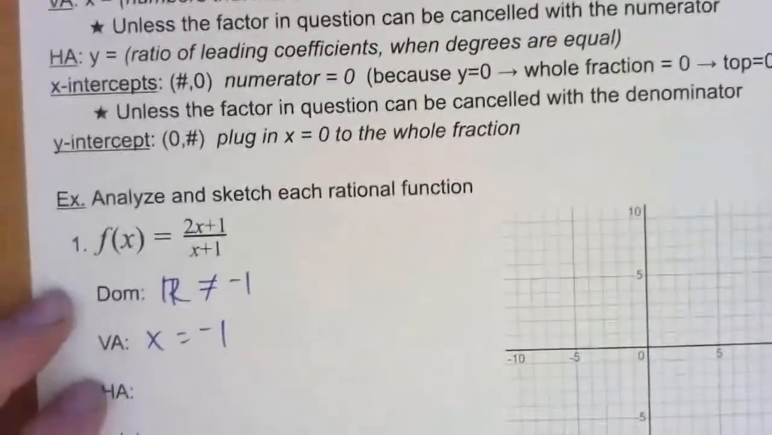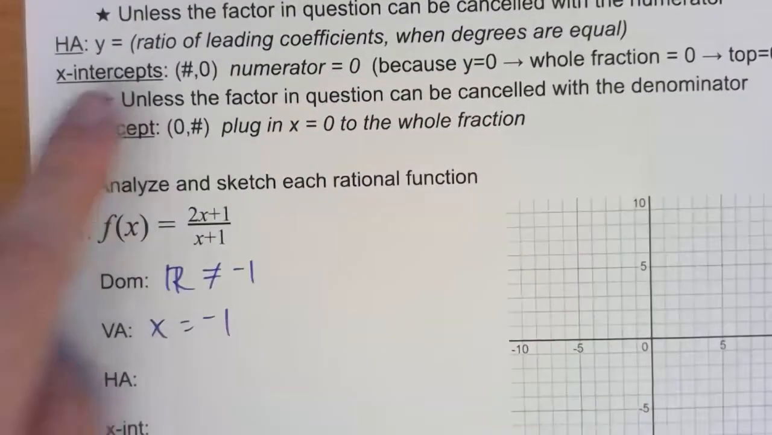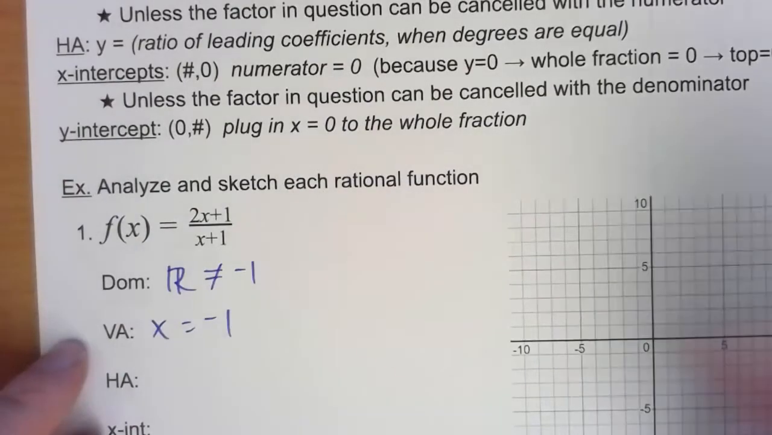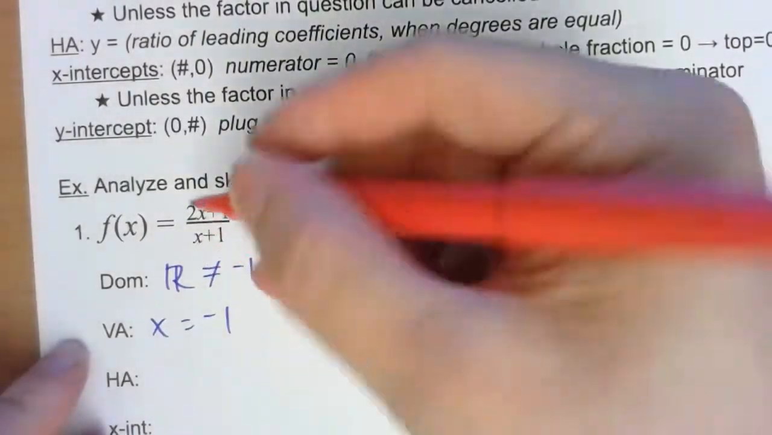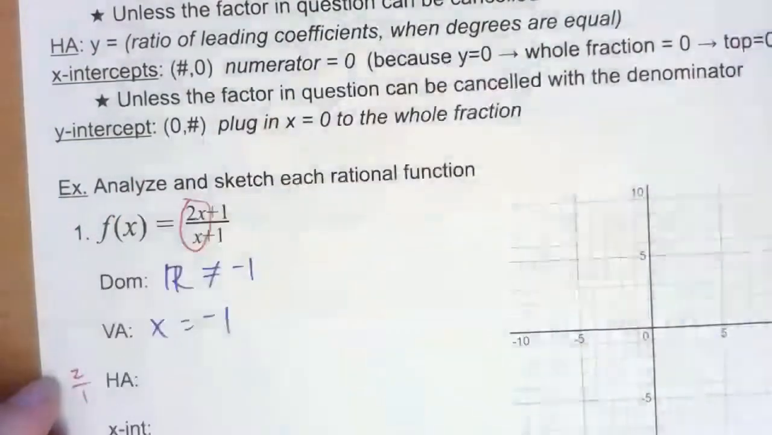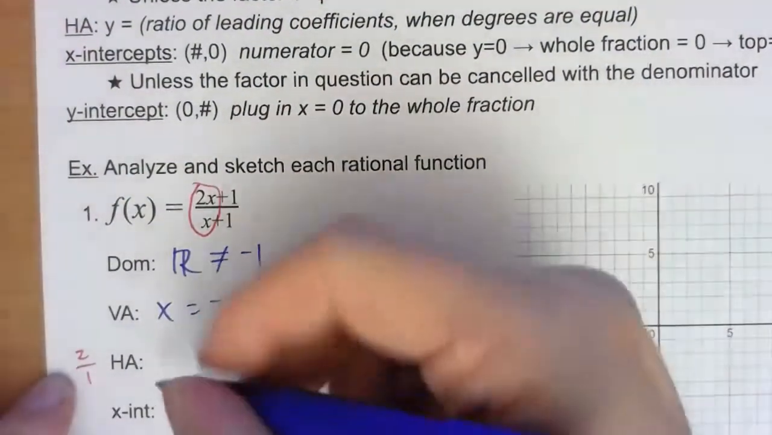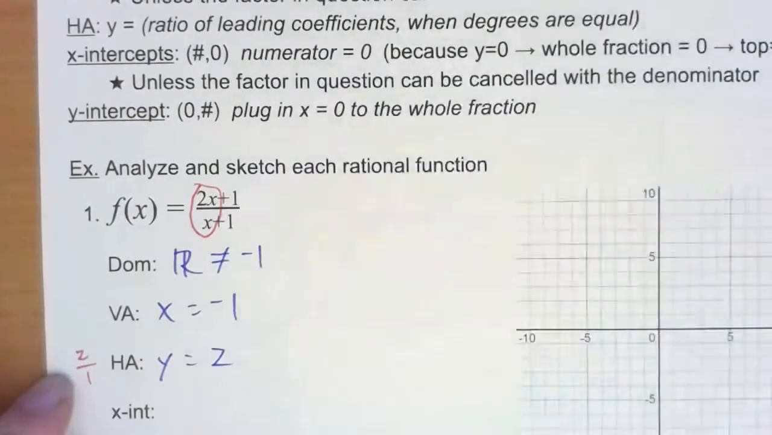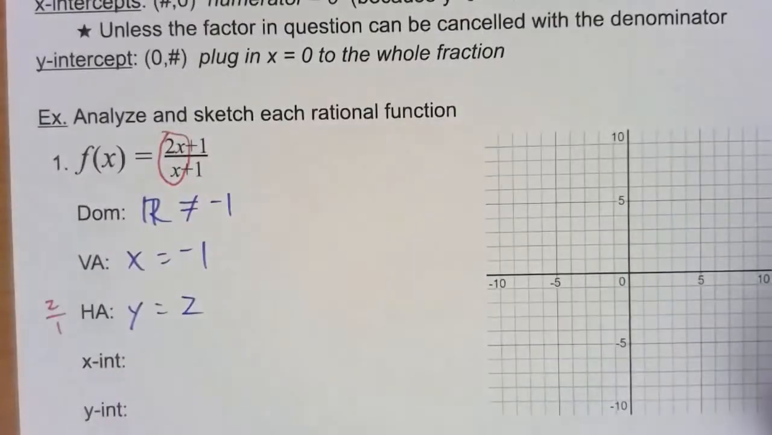Right, so horizontal asymptote, again, was the ratio of the leading coefficients. So as long as we have equal degrees, which we have here, we can take a look at this. And we're looking at 2/1. And so we get y equals 2 for our horizontal asymptote.